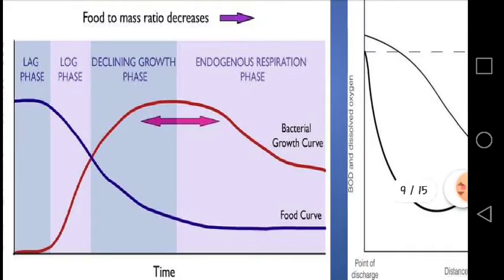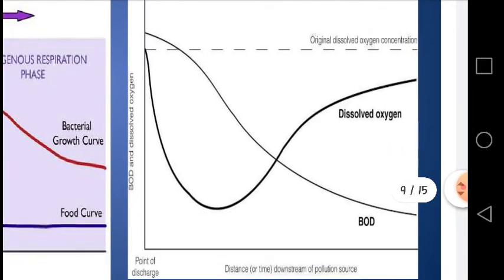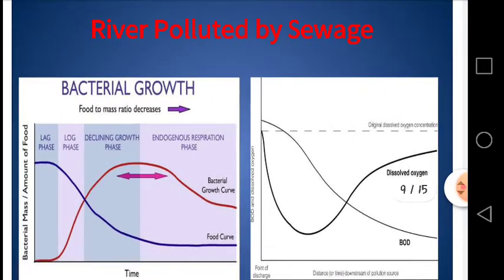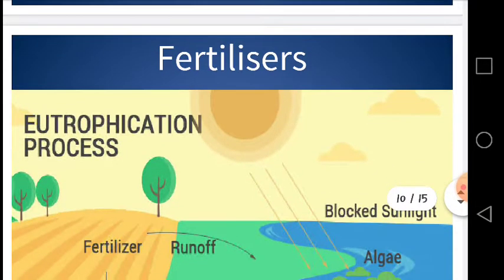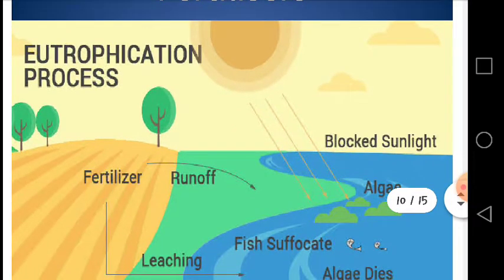What will be the side effects of this? The oxygen level in the water will decrease. As the bacteria grow, they consume the oxygen present in the water, and the level of dissolved oxygen decreases. But you can see from this graph that the dissolved oxygen is increasing later, because as the organic compound decreases, the bacterial growth decreases and the oxygen level increases. So this graph helps us understand the effects of sewage in river water. Now we are going to focus on fertilizers, and how they are harmful for us.